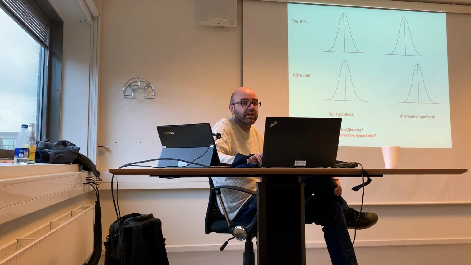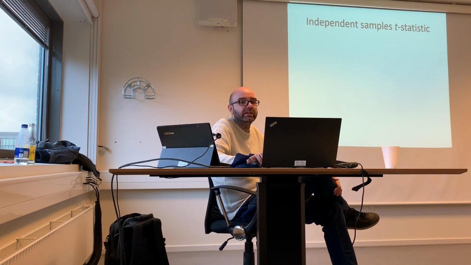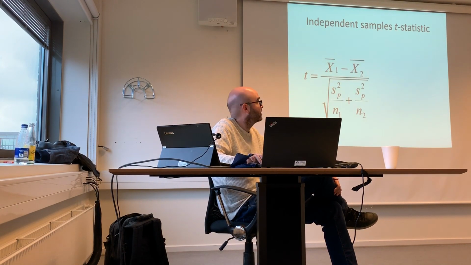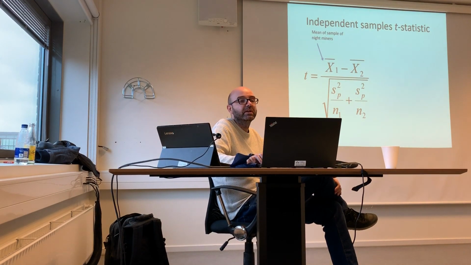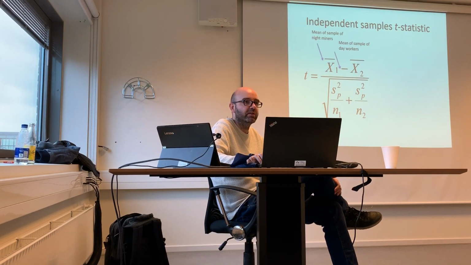So how do we quantify this difference and how do we test the alternative hypothesis? We use something called an independent samples t statistic. And it looks very different. It looks more daunting, it's got more stuff in it, but the logic is the same. Here we've got the mean of the sample of night miners, and here we've got the mean of the sample of day miners. So what we're looking at here is a difference again, but it's not the difference of the sample to some sort of baseline mean, which was 23 before.